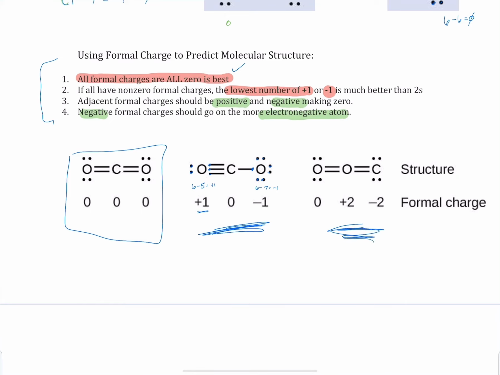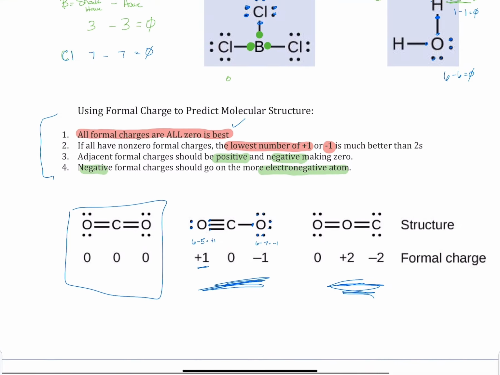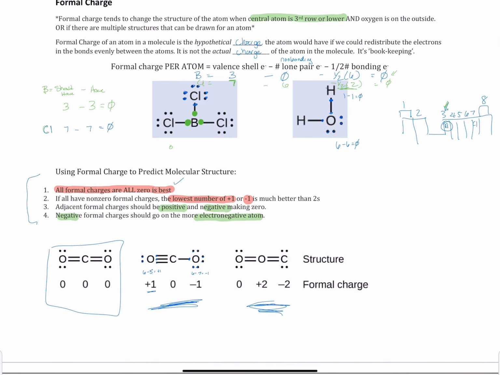If you get a 2, it's really, really bad, and there are probably different ways of fixing it. You just haven't thought through another way to draw the structure, making more double bonds or triple bonds or something like that. So that's how formal charge works. We're going to do a lot of practice. Make sure that you're getting your formal charge correct.